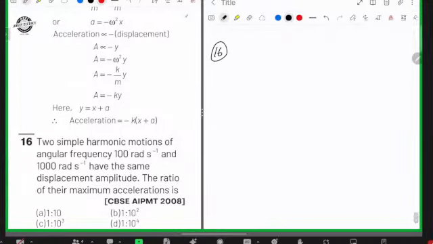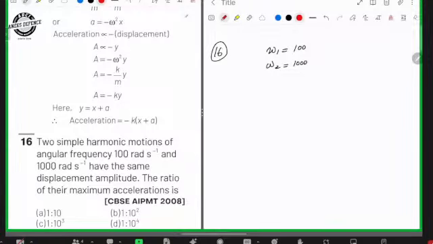Read question number 16. Two simple harmonic motions of angular velocity 100 radian per second and 1000 radian per second have the same displacement amplitude. The ratio of their maximum acceleration. Now tell me. We know that omega 1 is given as 100, omega 2 is given as 1000. You can write the unit also.